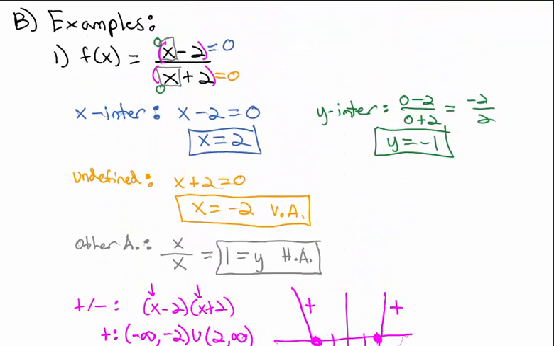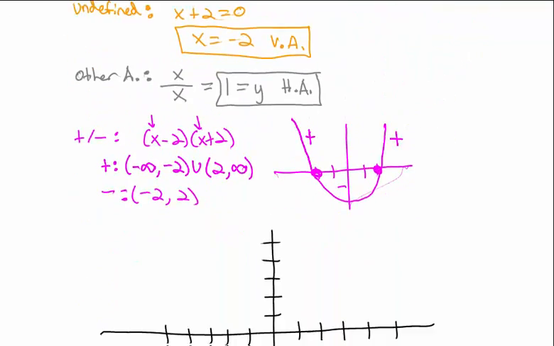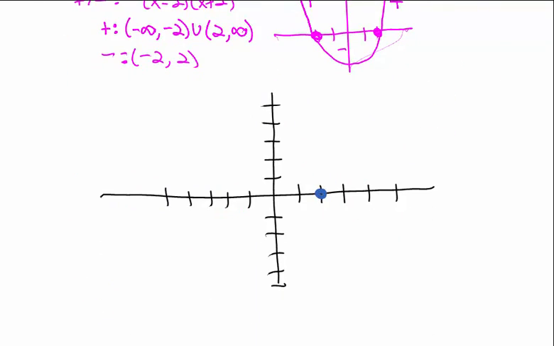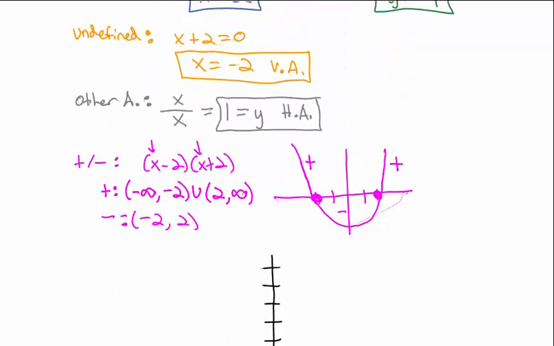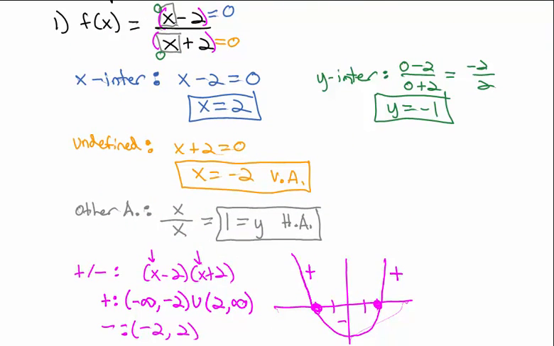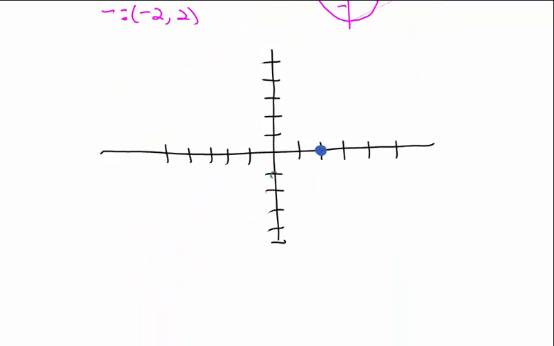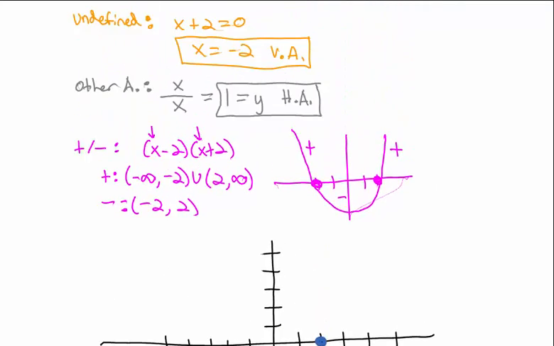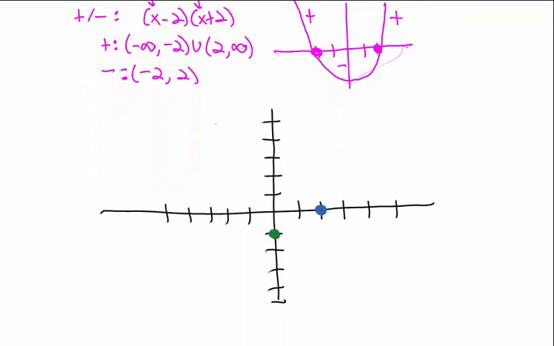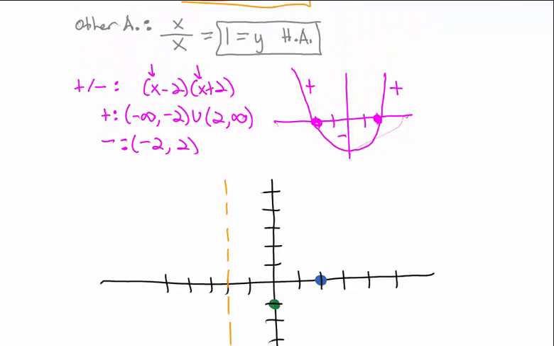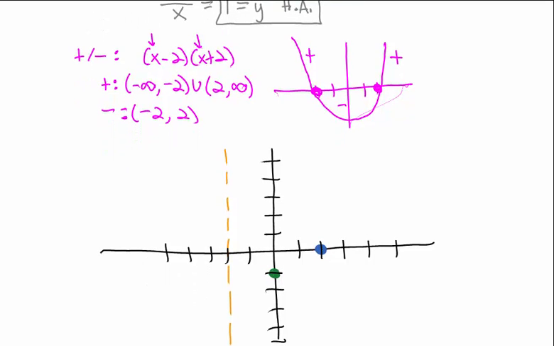Okay. First, the x-intercept is at 2. So on the x-axis, we'll have a point at 2. The y-intercept is at negative 1. So on y, negative 1, we have an intercept. The undefined point is x equals negative 2. So at x equals negative 2, that was a vertical asymptote. Our other asymptote was at y equals 1. So when y is 1, there's our horizontal asymptote.